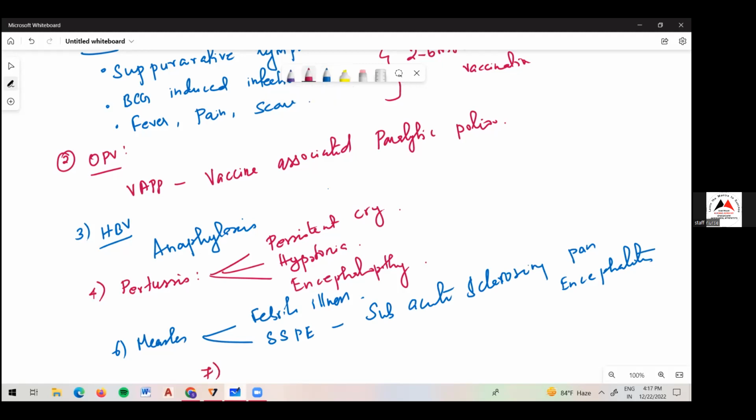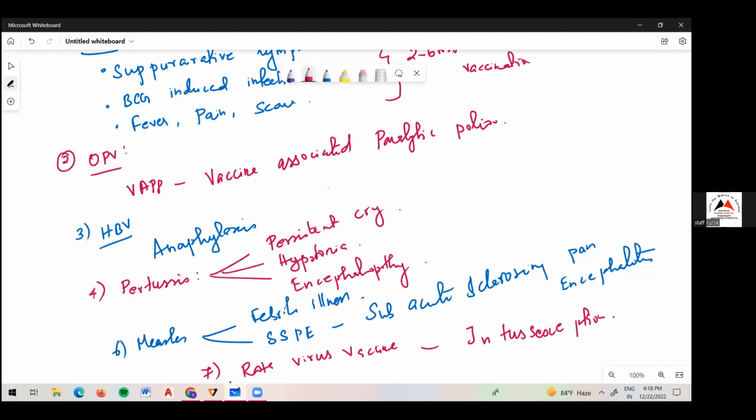Then especially rotavirus drops. We give rotavirus for diarrhea. Yesterday we discussed that we give 4 to 6 drops at 6 weeks, 10 weeks, 14 weeks, three doses. This may cause intussusception, telescoping of one lumen of bowel into another lumen. That is called intussusception. So the patient may develop intussusception.